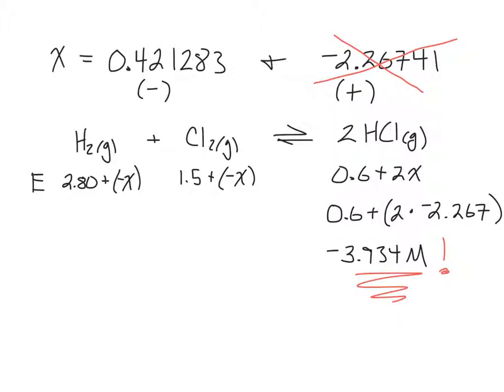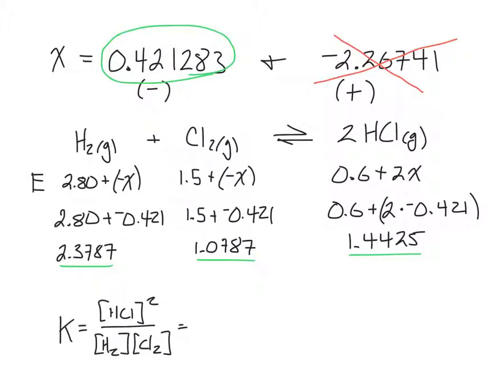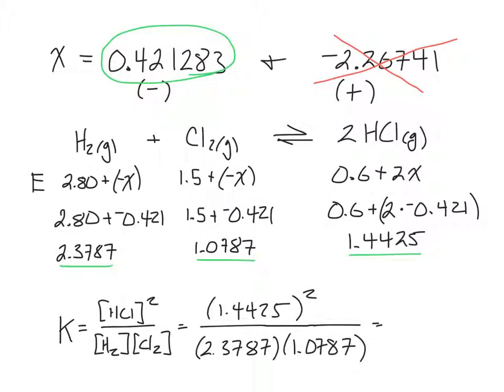Let's look at the equilibrium concentrations using the other root. Using the other root, we see that we get very reasonable equilibrium concentrations, all positive quantities. The next step would be to check our answer, so we should plug these equilibrium concentrations back into the law of mass action and make sure that we return a value of the equilibrium constant.